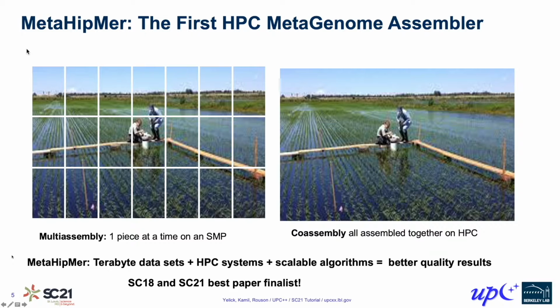We can find more species, including some of the rare ones, and produce more complete genomes. This has also been demonstrated by independent benchmarking teams in comparing other state-of-the-art assemblers. One of the early MetaHipMer papers was a finalist for Best Paper Award at SC18, and this year a paper on the GPU-optimized version of one of the pieces is a finalist as well.